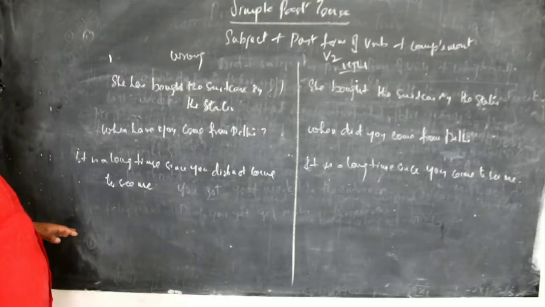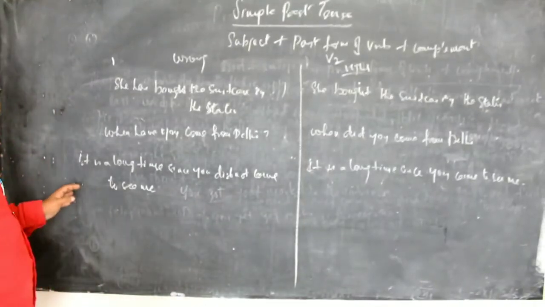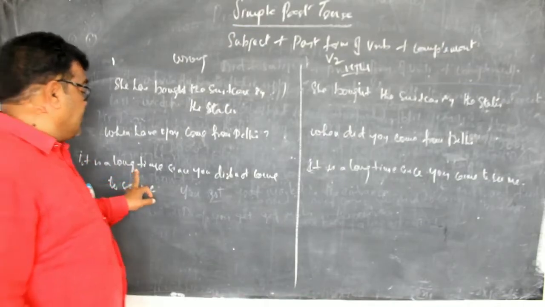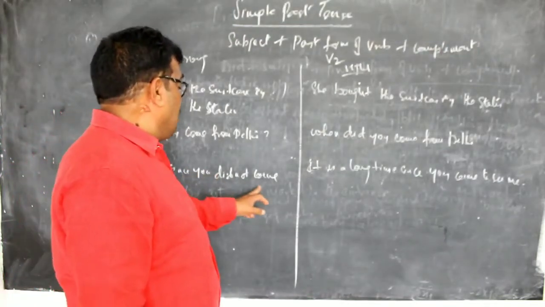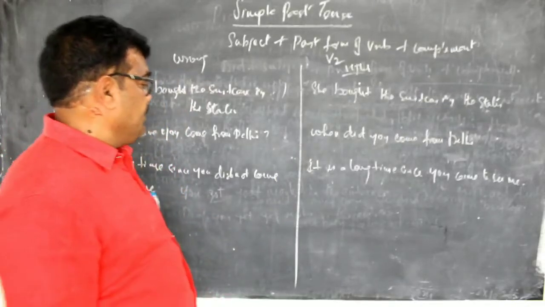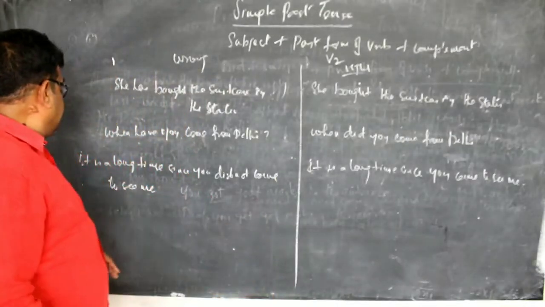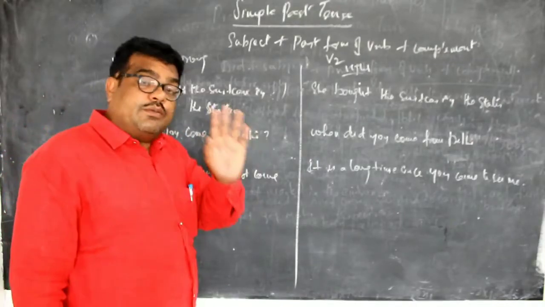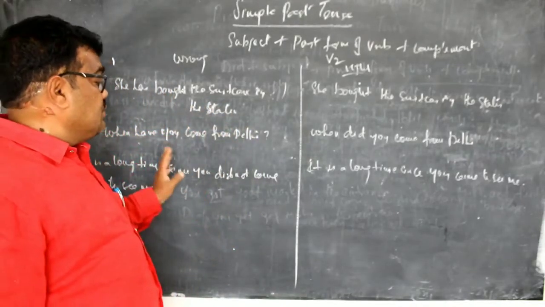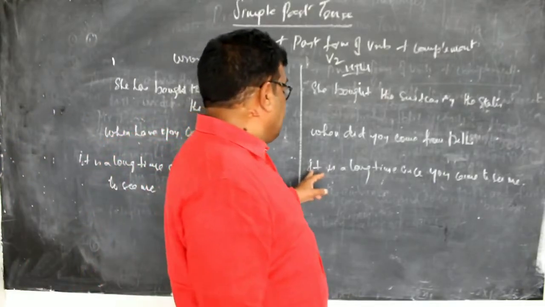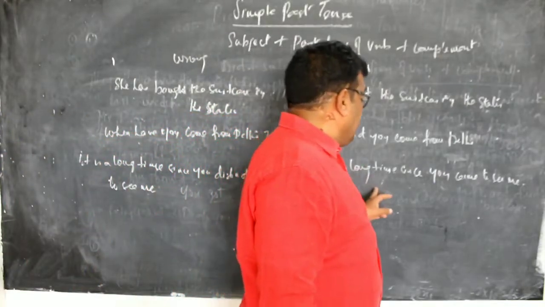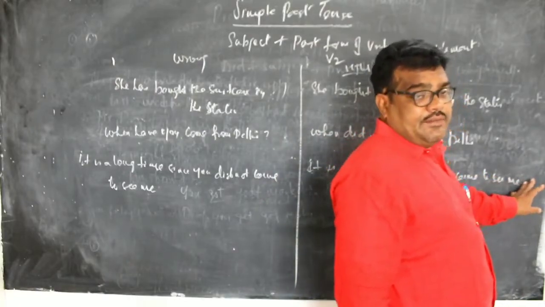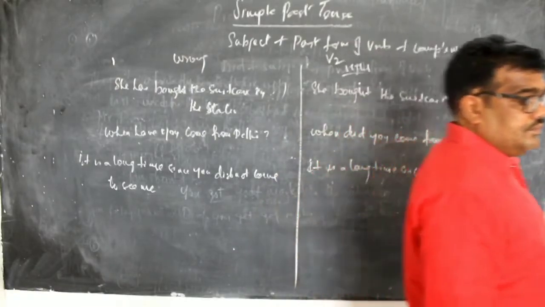Next, another example. It is a long time since you did not come to see me. In expressions like it is a long time since, we must not use a negative. So it has to be used like this: it is a long time since you came to see me. Write down.